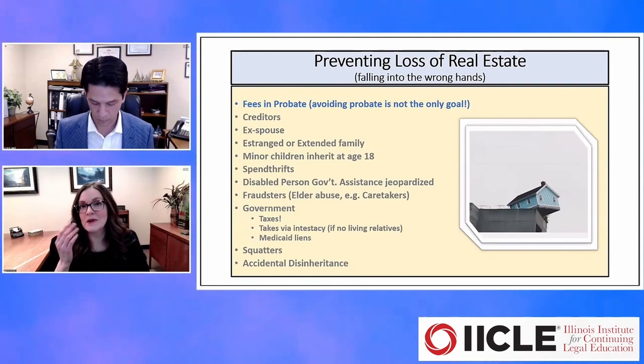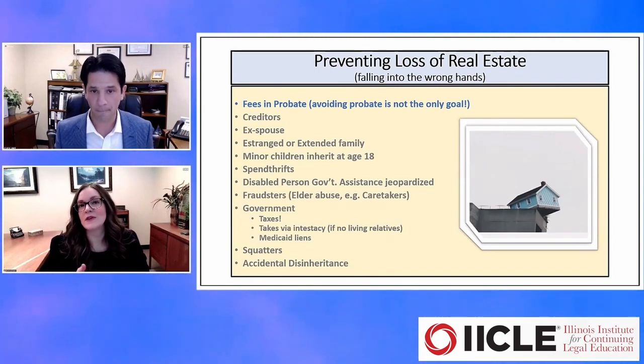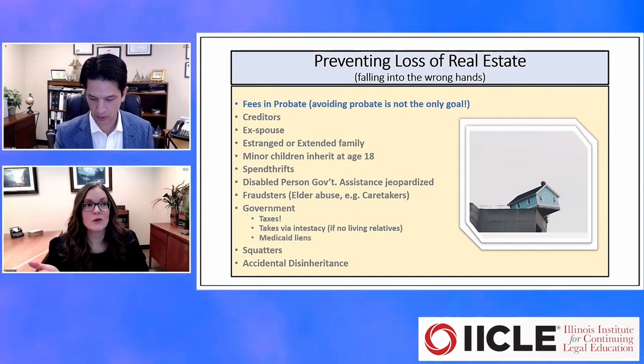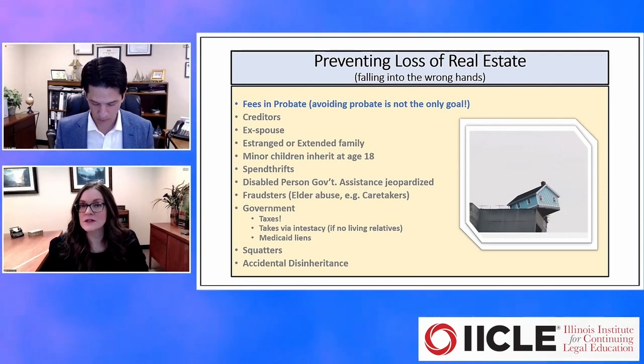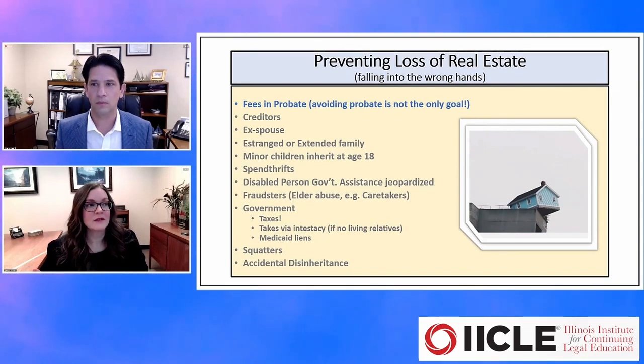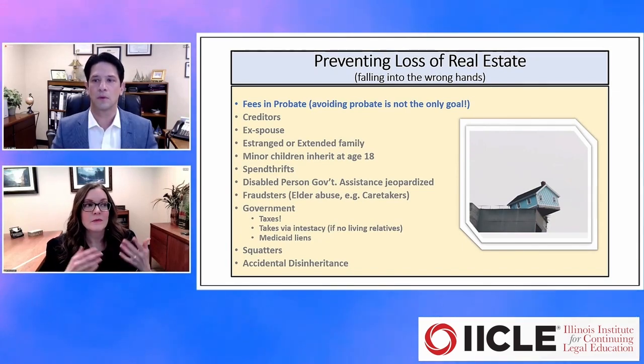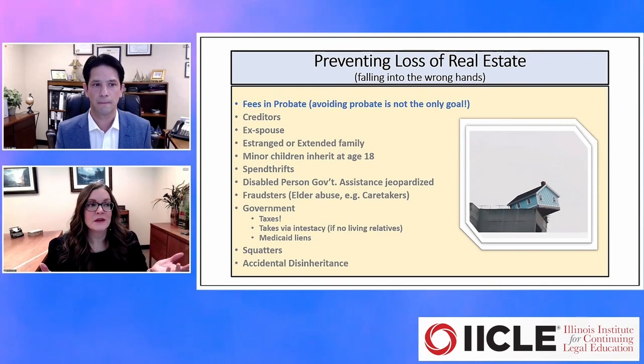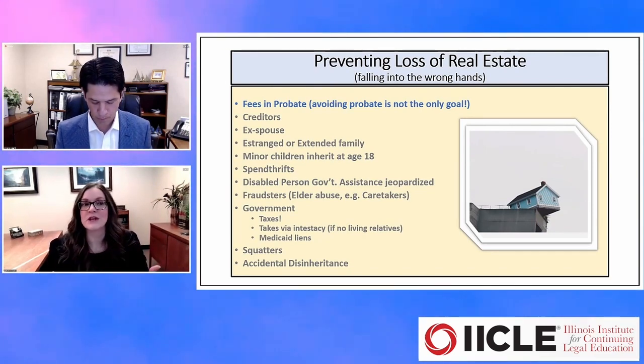So James, another way maybe of saying the same thing of what our estate planning goals are is how can we help the client prevent loss of real estate during their lifetime, during disability, and after they've passed away. We want to prevent real estate from falling into the wrong hands. So fees and probate is a potential loss, and it tends to be one that gets the most attention.